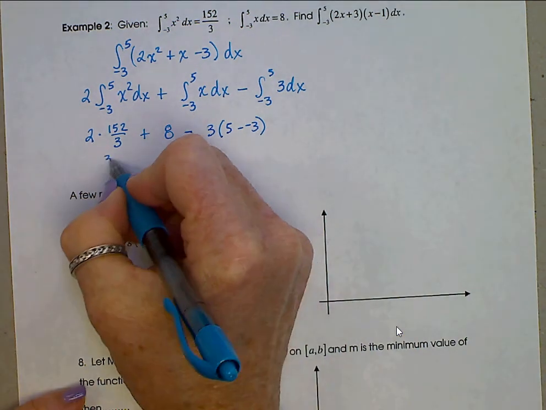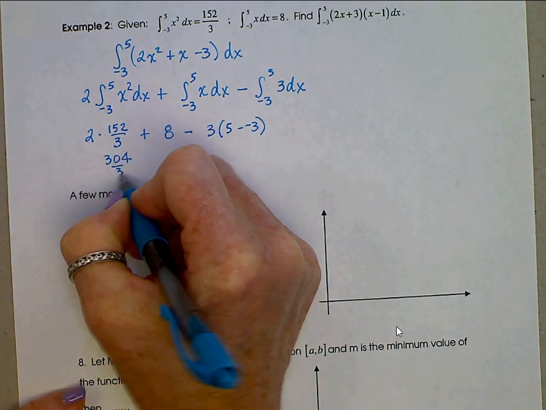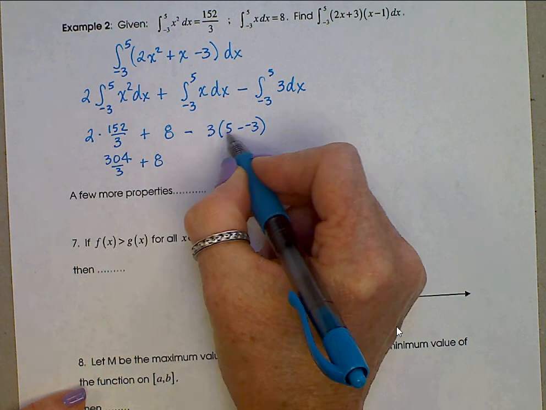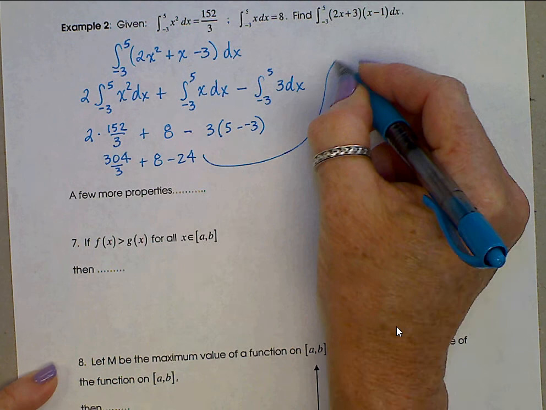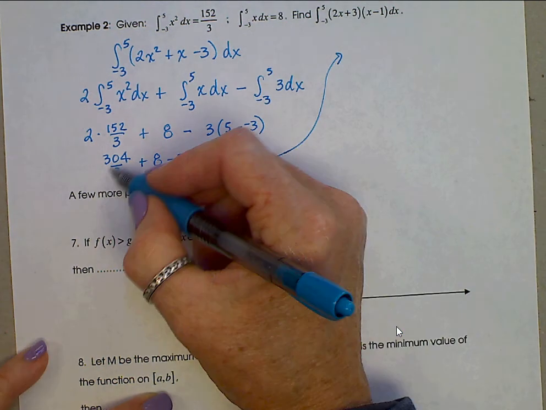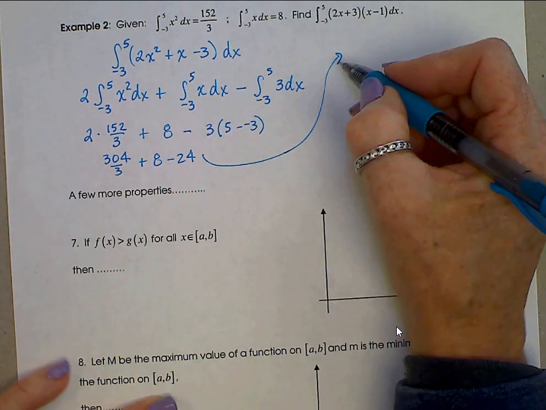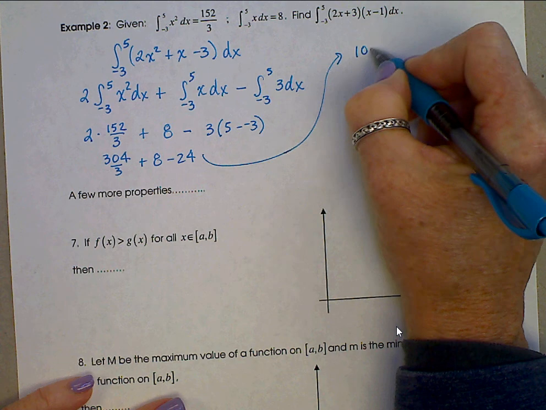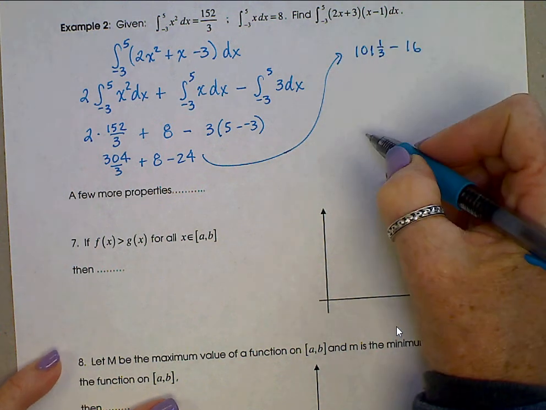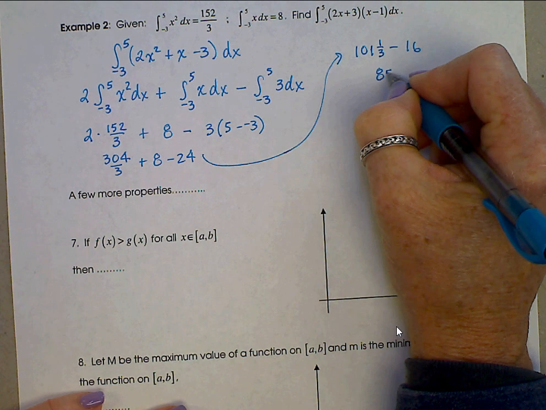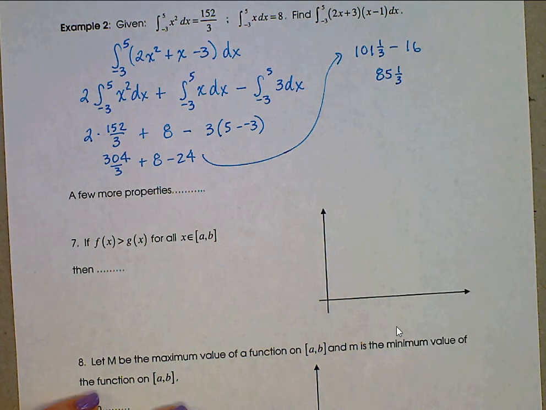And simplifying, we have 304 over 3 plus an 8 minus a 24. And coming up here, flipping that 304 over 3 into a mixed number, that is 101 1/3 minus 16, which is 85 1/3.